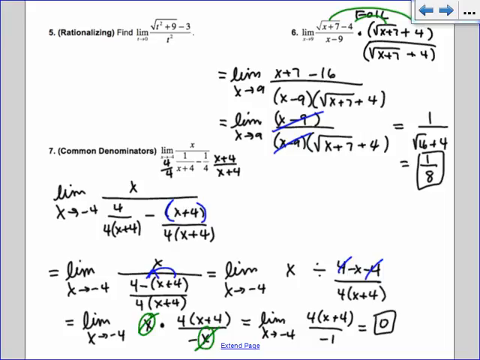So a limit can be 0. Don't get 0 and think, oh, I can't have that. Undefined, doesn't work. DNE. It does work. 0 is a number. Okay, if you had like something over 0, that's when we have a problem.